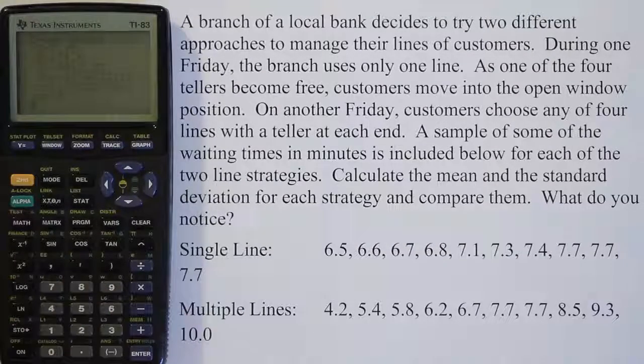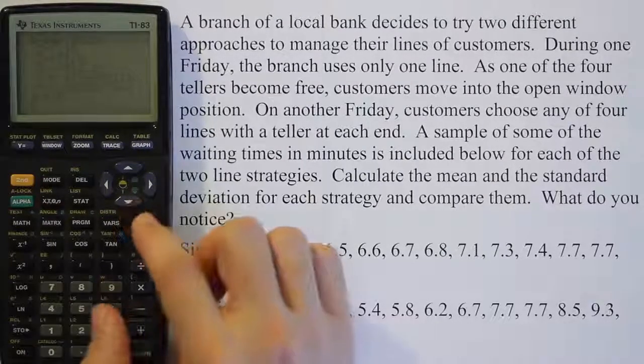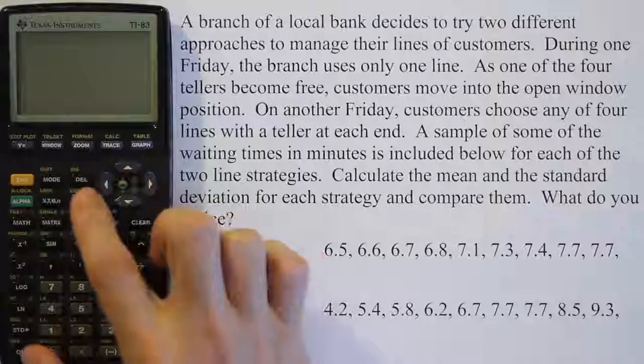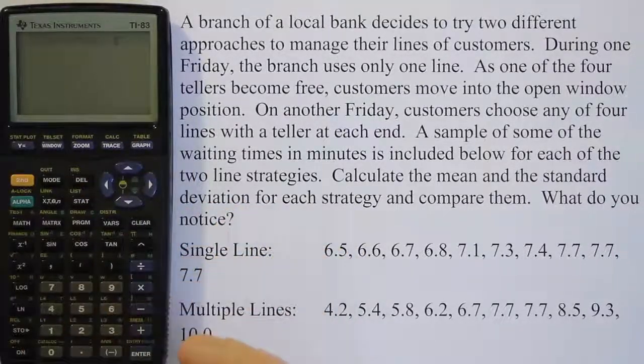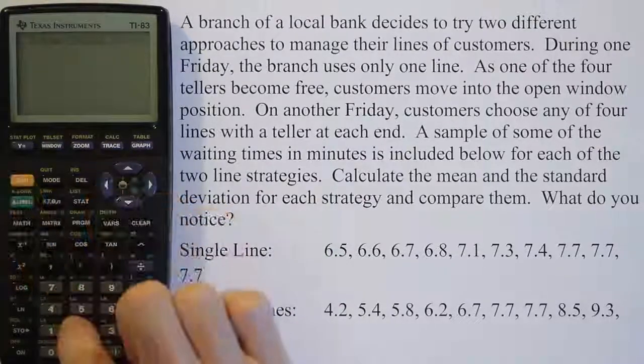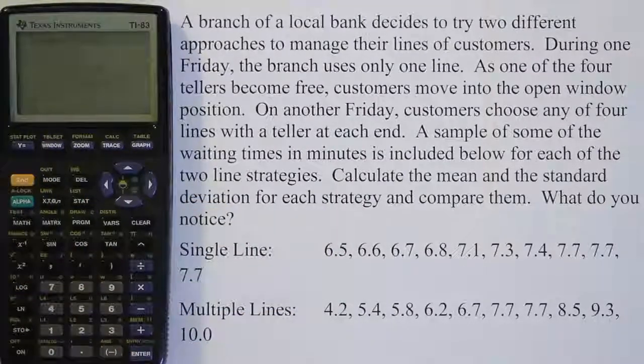Either always use list 1 and just clear the data out and use it again, or remember to change the list that you request the information for. So if I want list 2, I have to do stat, arrow over to where it says calculate, hit enter to get one variable statistics up, and then tell it second L2, and then hit enter. And that finishes the problem.